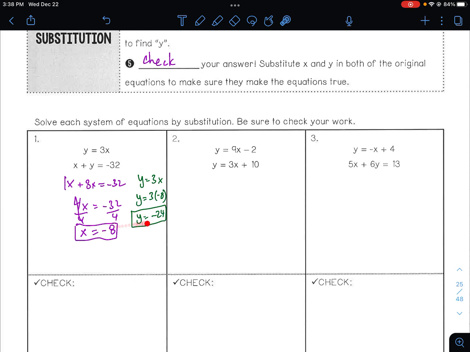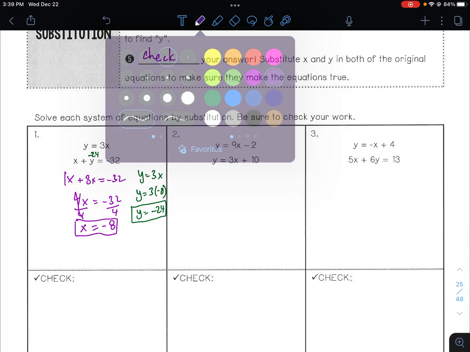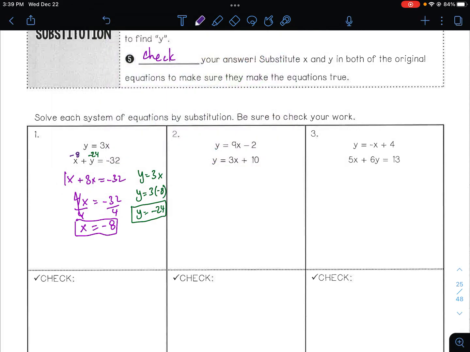Now, what they want us to do is check to make sure that's correct in the other one. If I put negative 24 in for y and negative 8 for x, does negative 8 minus negative 24 equal negative 32? It does. So yeah, this solution works for both of them.